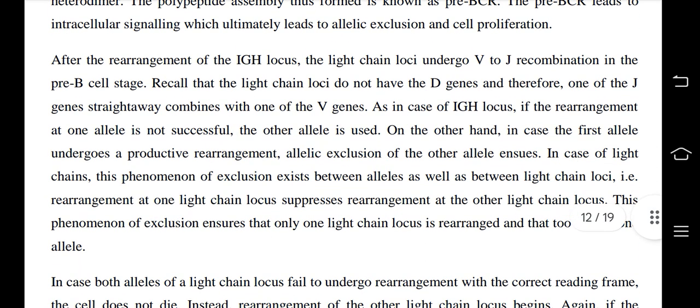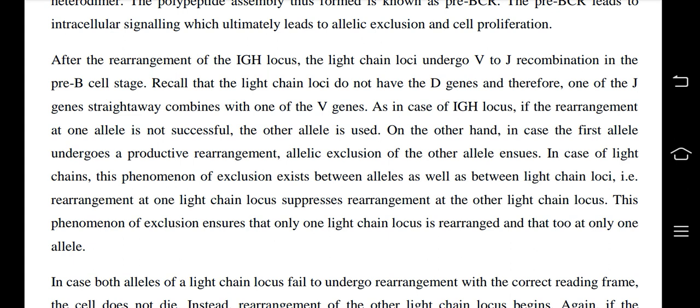After the rearrangement of the IgH locus, the light chain loci undergo V to J recombination in the pre-B cell stage. Recall that the light chain loci do not have the D gene, and therefore one of the J genes straight away combines with one of the V genes. As in the case of the IgH locus, if the rearrangement at one allele is not successful, the other allele is used. On the other hand, if the first allele undergoes a productive rearrangement, allelic exclusion of the other allele ensues.